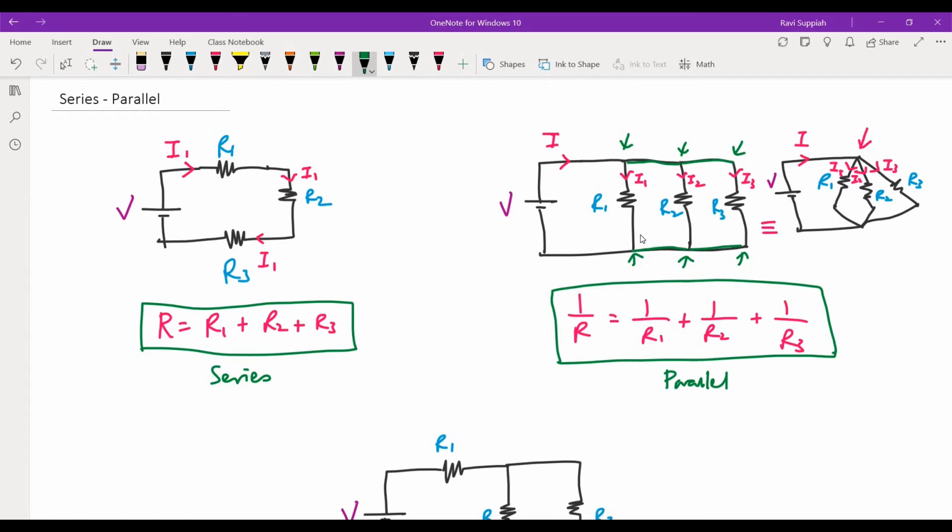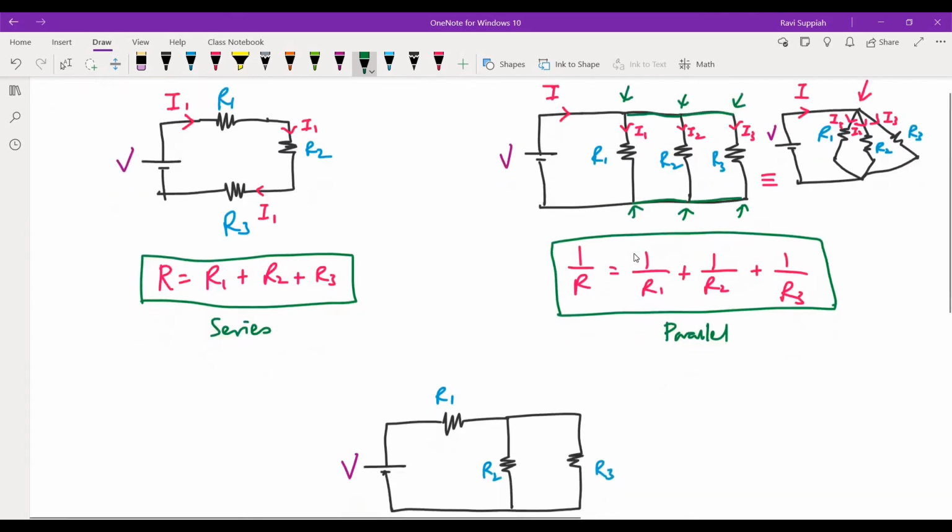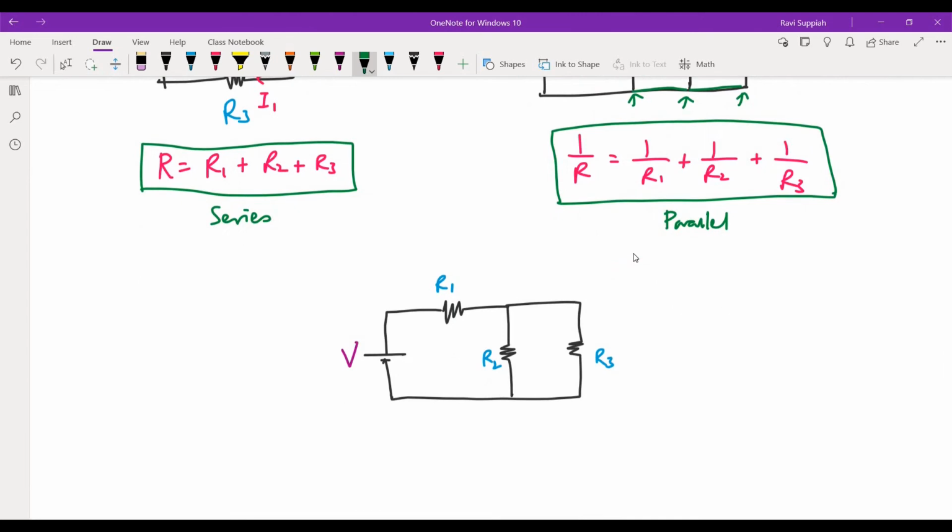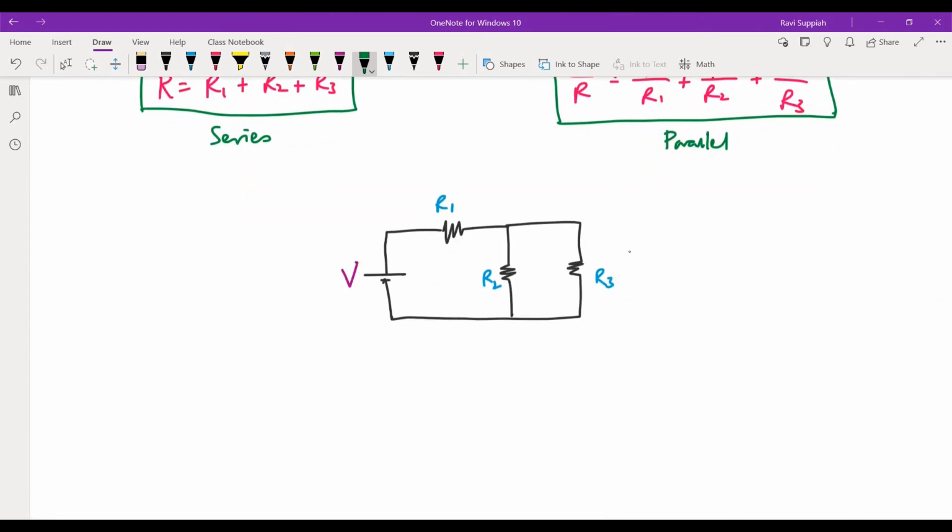Now let's look at a circuit that has a combination of both series and parallel. Now in this circuit, let's again analyze it from the current perspective. When the current comes out, we call this I, it flows through R1. But at this point over here, there is a split into two separate resistors. So we call this I1 and I2.